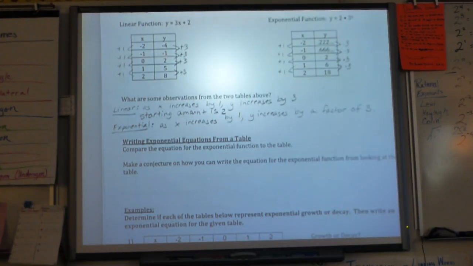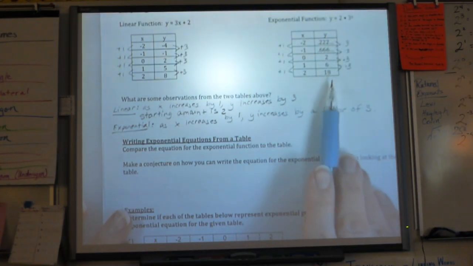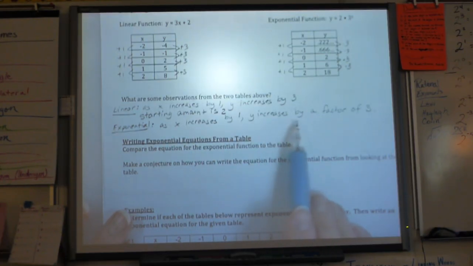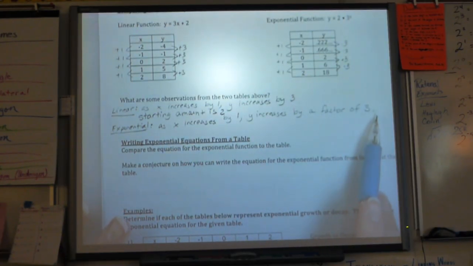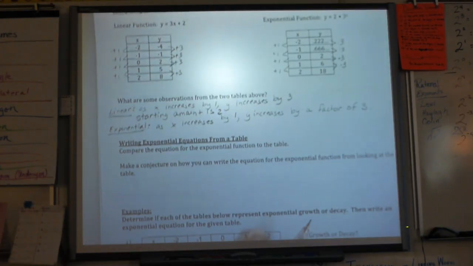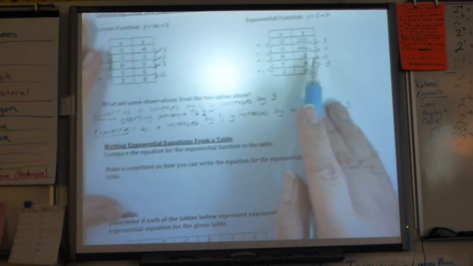If we divided by 3 each time, we're not, but then we would have an exponential decay function, and then we would say as x increases by 1, y decreases by a factor of 3, or y is multiplied by 1/3. Okay, divide by 3 or multiply by 1/3. Okay, and our starting amount here was also 2.